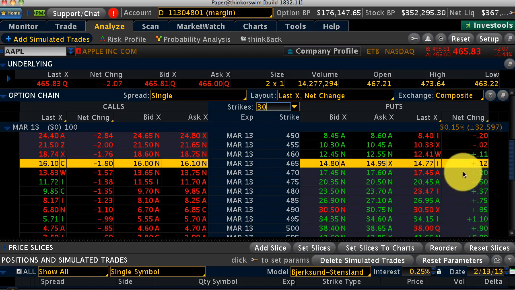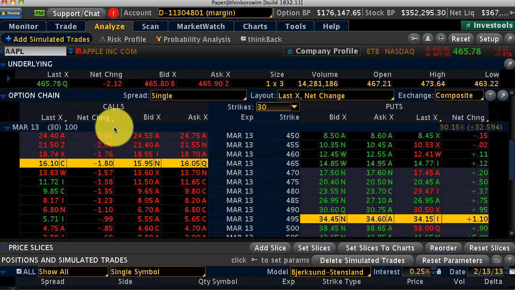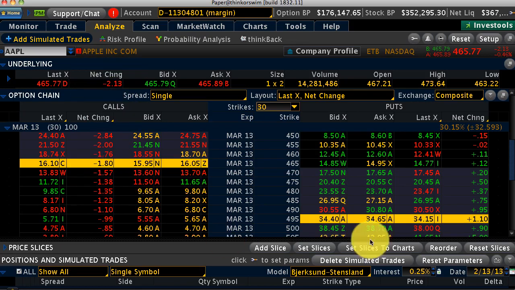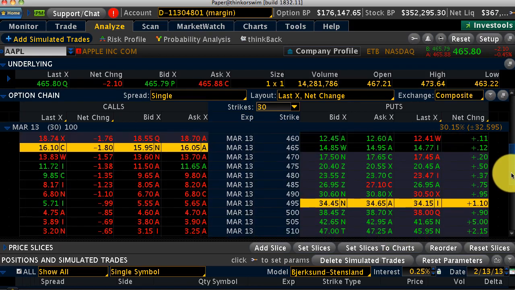And because it's a live market, you can see the prices moving. For example, this option has increased by 12 cents. This option has increased by $1.10 today. And it has increased in value because Apple is going down. So as the stock goes down, put options are going to increase in value, and call options will decrease in value. So you can see that on the call options, the net change is all red today. That's because when a stock goes down, call options will decrease in value and put options will increase in value. So all of these put options you can see have increased in value.